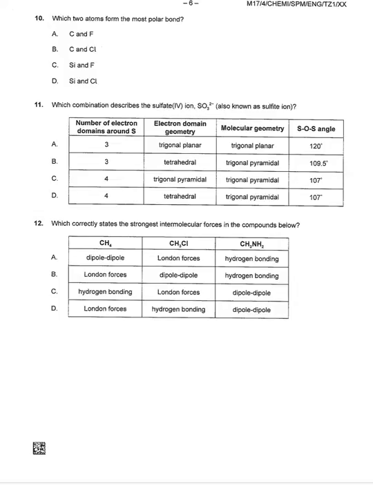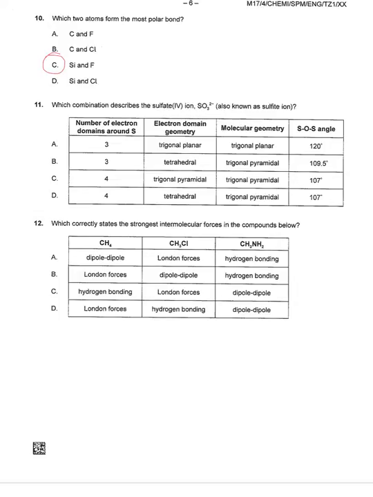Number 10, which two atoms form the most polar bonds? So you're looking for a large atom bonded to a small atom. And carbon and silicon are close in size, but silicon is going to be slightly bigger because silicon has one extra energy level, 3 versus 2. And then fluorine and chlorine, fluorine is going to be the smaller of the two because it's higher and tighter than chlorine is. So my most polar, biggest electronegativity difference would be C, Si, and F.